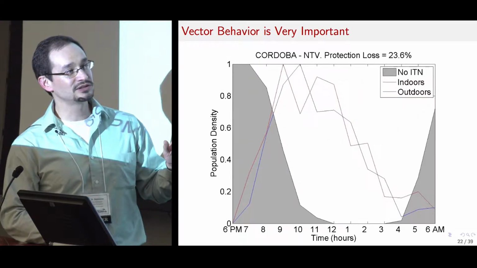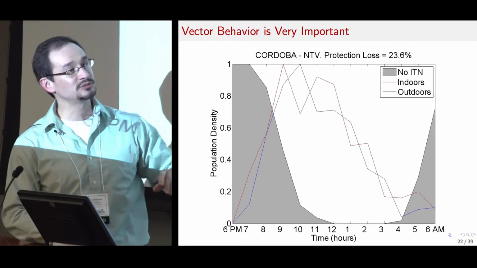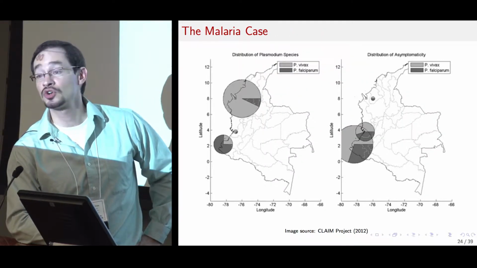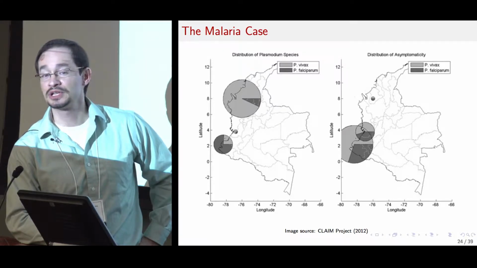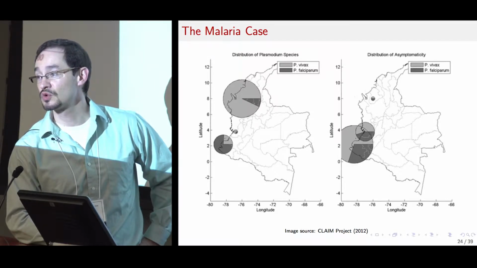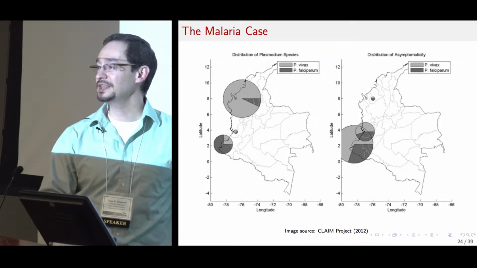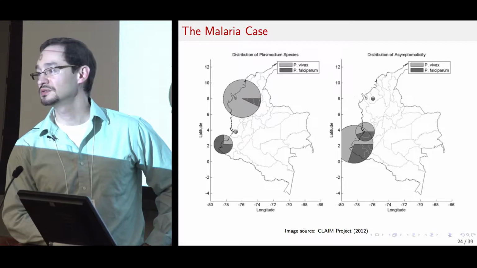The second one? Okay, so remember the name. This is Nariño, the other is Córdoba. Remember those names. Because we're going to see, this is Nariño and this is Córdoba. Oh, the opposite of what you thought. When you look at clinical cases, what gets reported to the public health systems and the World Health Organization. But if you look at asymptomatic cases, we have the totally opposite situation.